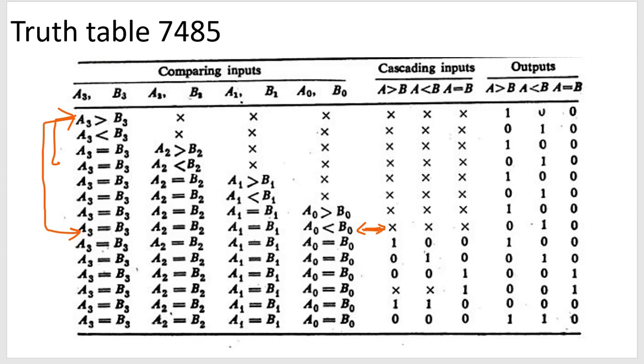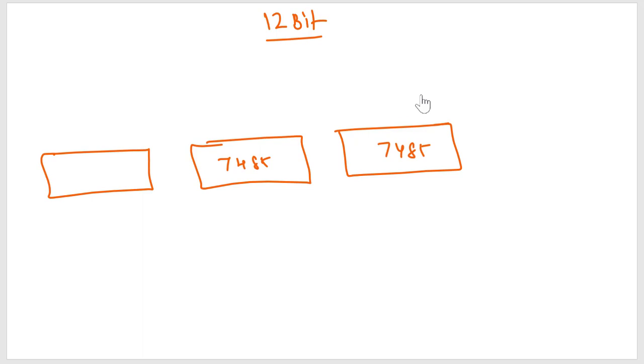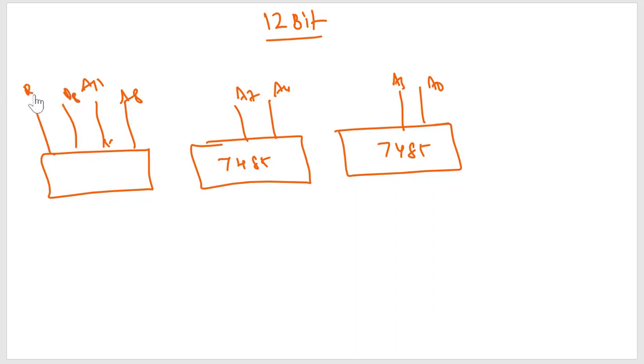Now I will try to show you how to cascade 3 ICs to get a 12-bit comparator. When you want to generate a 12-bit comparator, you take 3 IC 7485. In the first case, you are going to give your A0 to A3, then A4 to A7, then A8 to A11, then you are going to have your B8 to B11, then B4 to B7, then your B0 to B3.